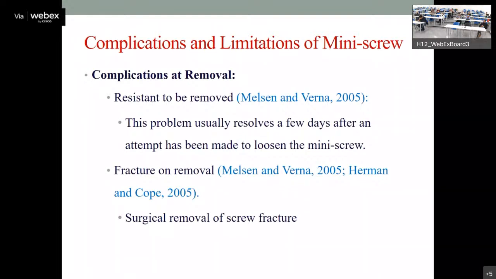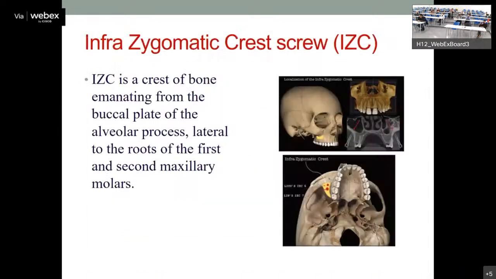Fracture on removal. If you are trying to remove the screw and the screw fractured, then in this case you need surgery actually to remove the remaining part of the screw. I think I will skip this because we are late. I think we will skip this, the infrazygomatic crest screw.